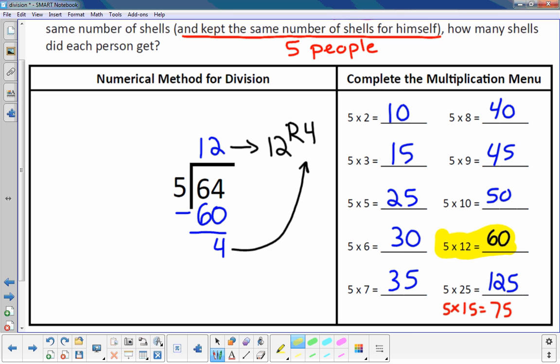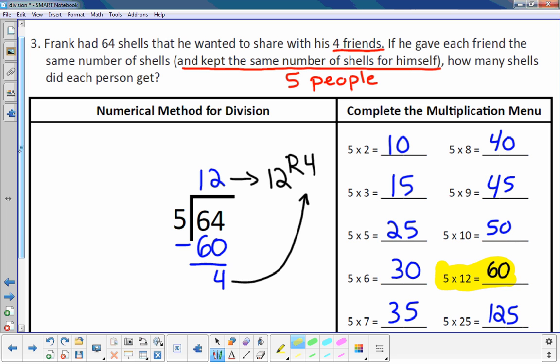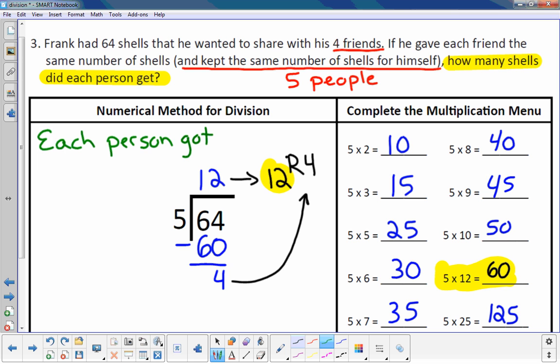Is that the answer to the question? The question, how many shells did each person get? Well, they each got 12 shells. Each person got 12 shells, and there are 4 left over.